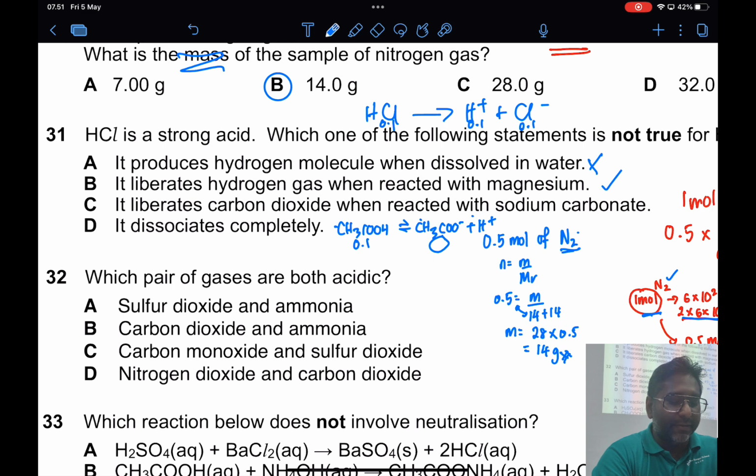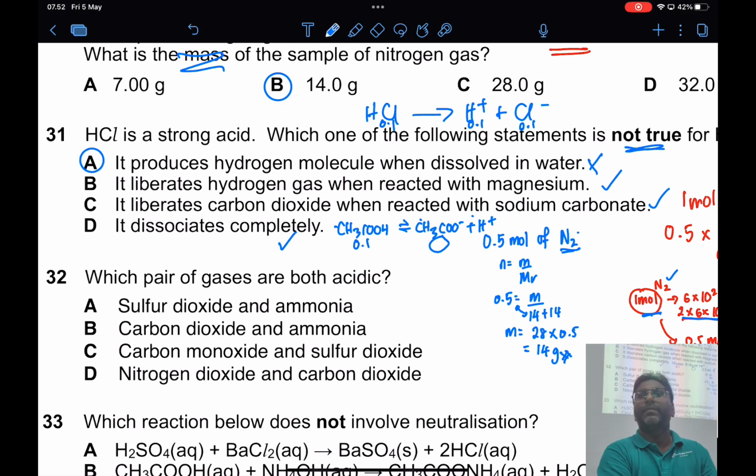Now, it liberates carbon dioxide when reacted with sodium carbonate. Yes, acid with carbonates will give you salt, water, and carbon dioxide. So that is also true. It dissociates completely. Yes, strong acid dissociates completely. So the answer is going to be A.